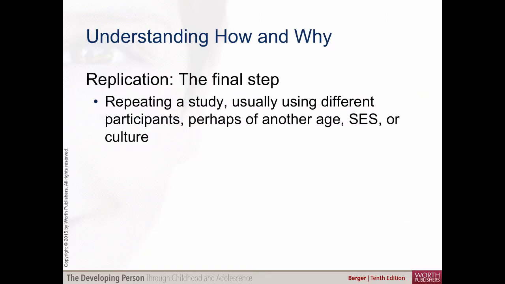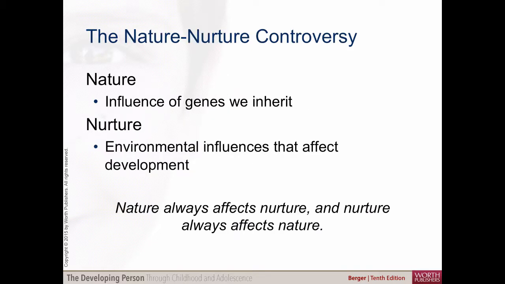Replication is the final step. If someone can take your research and replicate it using different participants, and they get the same results, then that is telling you that your research was applicable. So the method is not foolproof. Scientists sometimes draw conclusions too quickly, and they misinterpret data or ignore alternative perspectives, and replication is needed to verify those conclusions.